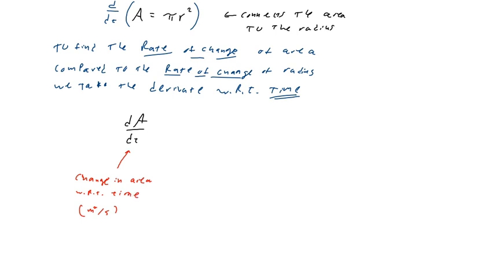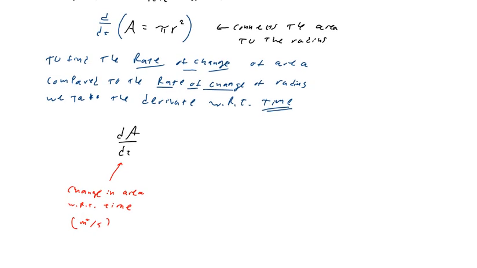So we have dA/dt, the change in the area with respect to time, equals. So how does our area change? How many square meters or square feet per second does it increase or decrease?